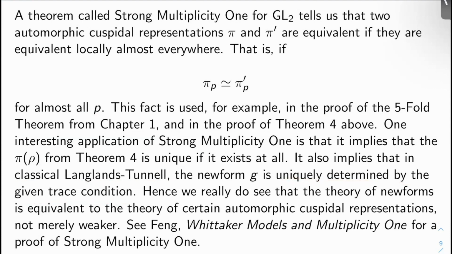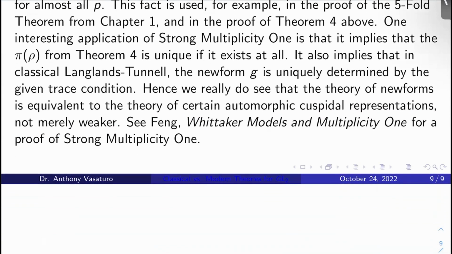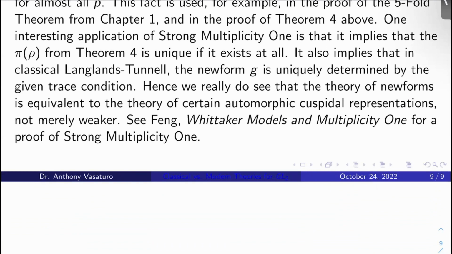And so if you were paying attention carefully, you might have thought that the theory of newforms is actually just weaker than the theory of certain automorphic cuspidal representations, based on the remarks I've made in the information I've given you this video. But strong multiplicity 1, in fact, tells you that no, it's not weaker, it's equivalent. So again, the classical theory of newforms is equivalent to the theory of certain automorphic cuspidal representations, not merely weaker. If you would like a good reference that I really enjoyed for the proof of strong multiplicity 1, you can see Fang, Whittaker models and multiplicity 1.